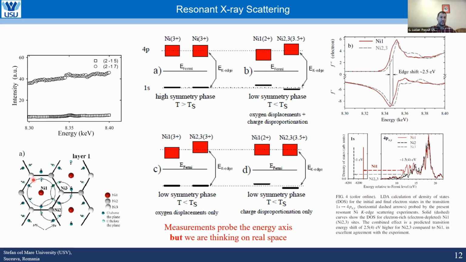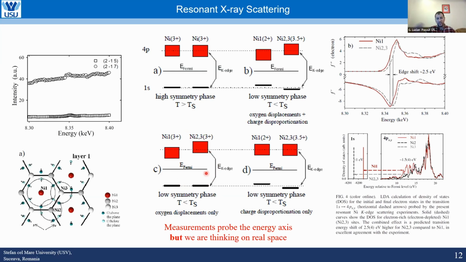Now, if I assume that I have just expansion of the octahedra with respect to high temperature, for the site which expands, because now the atoms are moving farther away, the 4p states are lowering themselves in energy. The 1s is not affected because I'm not changing any charge around the nickel ions. For the site which contracts, because I have now shorter bonds, the 4p moves up. So by using this kind of interpretation, which is usually used for resonant X-ray scattering, I see that if I have no charge disproportionation, but just a change of the environment, I can have a difference in the edge. Thus, I can misinterpret this as a charge disproportionation.